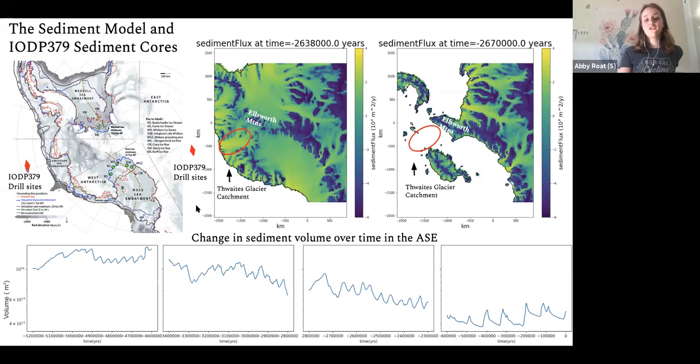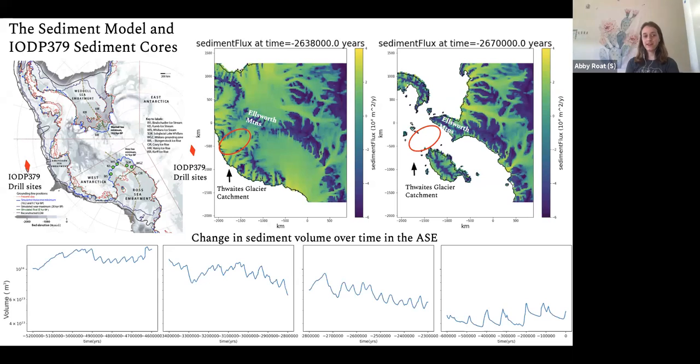I am showing a rough estimation of the Thwaites Glacier catchment during glacial maximum, and then during an interglacial. One of the hopes with the sediment model is to look at the evolution of the Thwaites Glacier catchment specifically. That's hard to model in a few days, but hopefully we can do it in the future. But looking at it in this way, you can see that it definitely changes. It exists, and then it doesn't exist anymore.